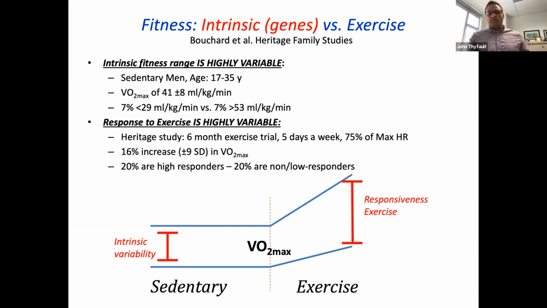Further studies have shown that the genes that seem to predict this intrinsic aerobic capacity are really separate from the genes that predict exercise responsiveness. So there's a lot unknown here, but what I want to highlight is that there's a lot of genetic variability. And overall, it's thought that about 50 to 60% of your aerobic capacity is due to genetics.